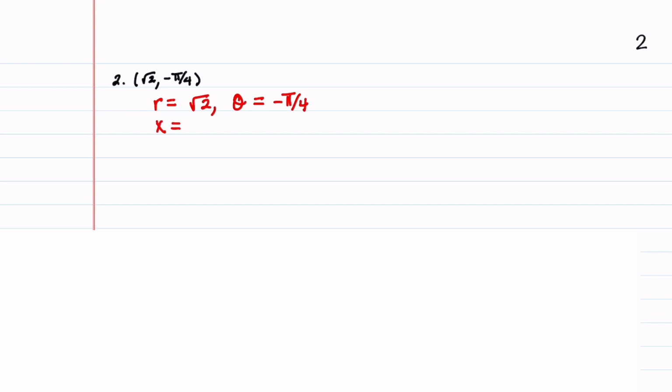X is equal to r cosine theta, which is root 2 times cosine of minus pi over 4. This then becomes... minus pi over 4 is in the fourth quadrant, so the cosine of minus pi over 4 is root 2 over 2, which simplifies to 1.